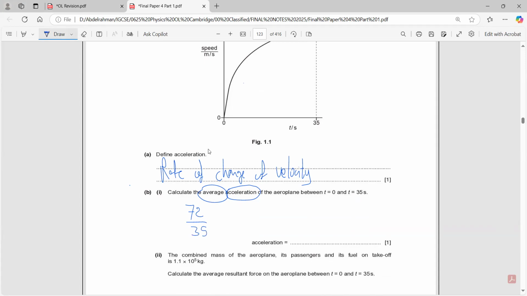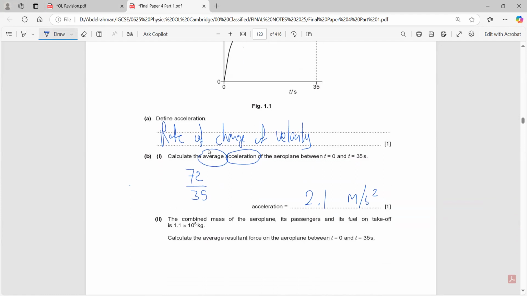2.05. Yes. Okay. 2.1. Please do not forget the unit. Meters per second squared. Meters per second squared. Yeah, it's one mark. That's why it's very easy.